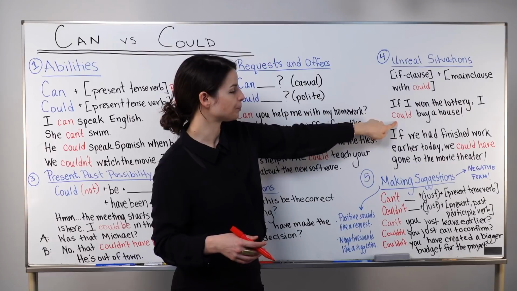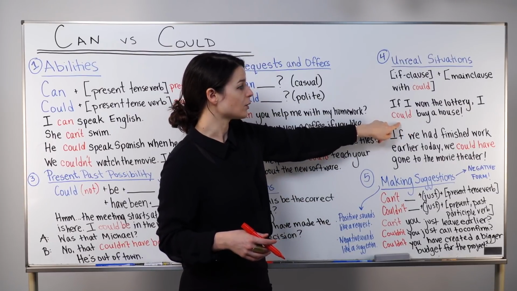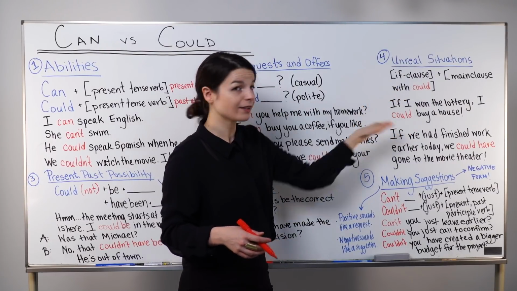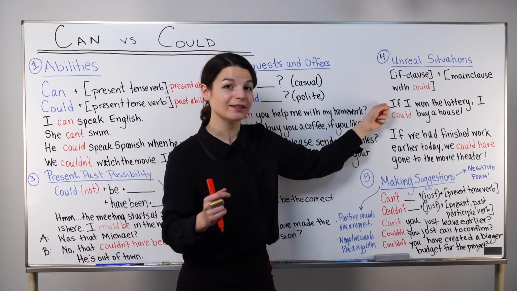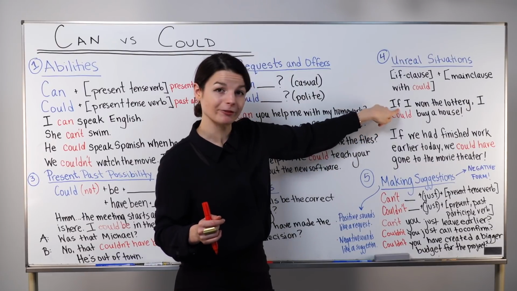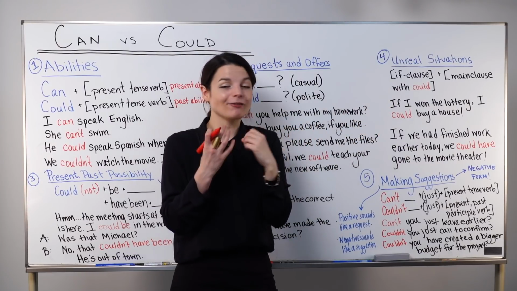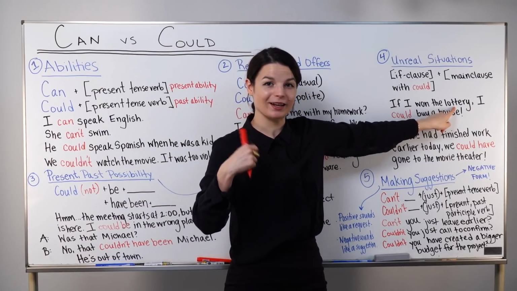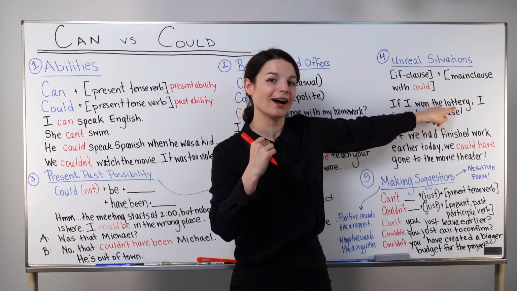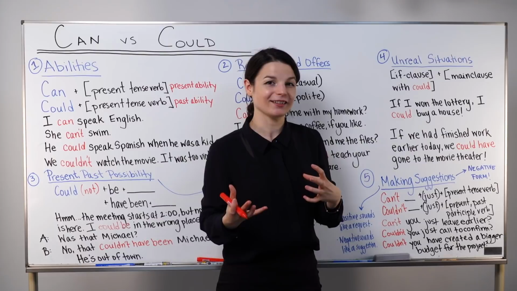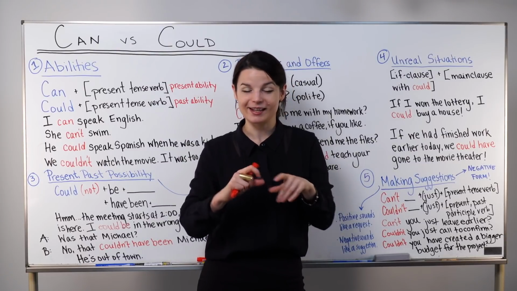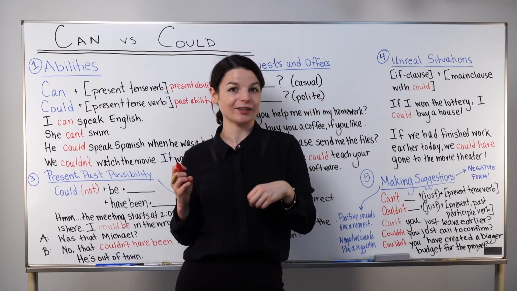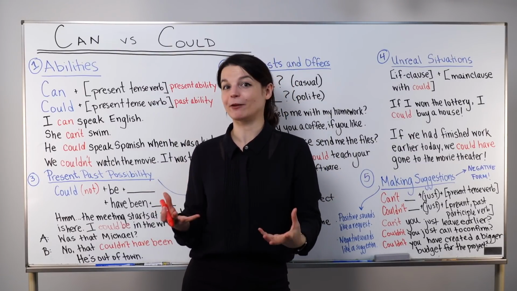So here is could. Could is used to talk about this unreal situation. We know it's not real because of this "if" right here. That means I have not won the lottery. By the way, a lottery is a game where we can win a large money prize by chance. We buy a card or a ticket and maybe we get a large prize for that. It's a kind of gambling.